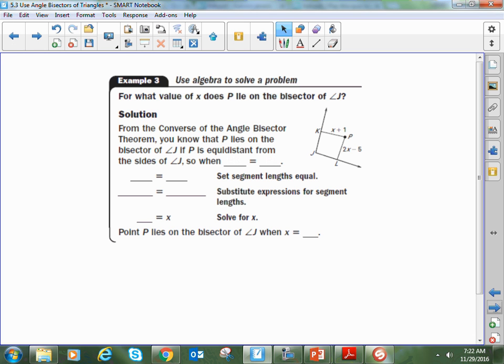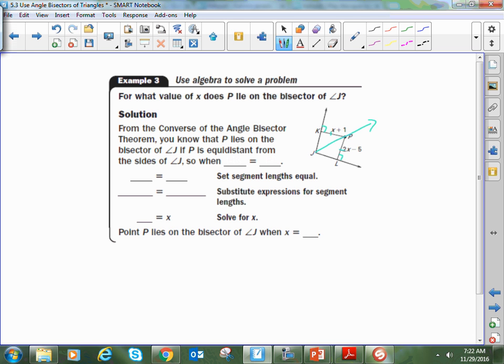So now here, we're still looking at an angle bisector. The question says, for what value of x is P going to lie on the angle bisector of angle J? So let's go ahead and put something here. Let's say we have a ray JP, and we want to know, how do I know that it's going to be an angle bisector? Well, first of all, these segments KP and LP would have to be congruent to each other. And we'd also want to know probably that we have right angles here.